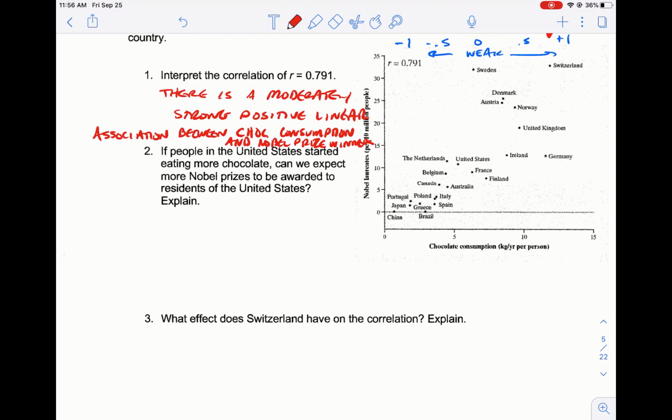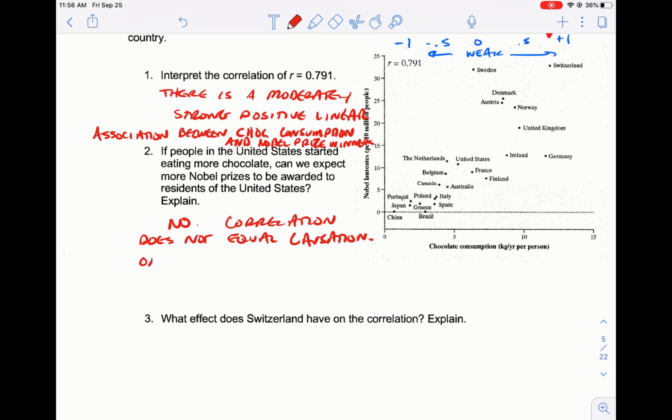Explain. So this is kind of a referendum on myself, right? So I want to get smarter. Is my answer to go down to the store and buy a bunch of chocolate and start eating it? That's the question they're asking. So if I, Joe Guy, Phil Saris, started consuming more chocolate, would I be more likely to win a Nobel Prize? Obviously, no, because correlation does not equal causation.